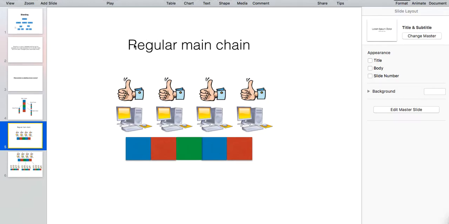On a regular main chain, just take the Ethereum network for an example, you have your blockchain, and you have your thousands of nodes or computers. Let's just say these 4 computers represent all the thousands of nodes on the network. Every single node has to verify the transactions that are coming in. They have to create new blocks, store copies of everything that's happened so far on their computers, and then store the new block that came onto the network.